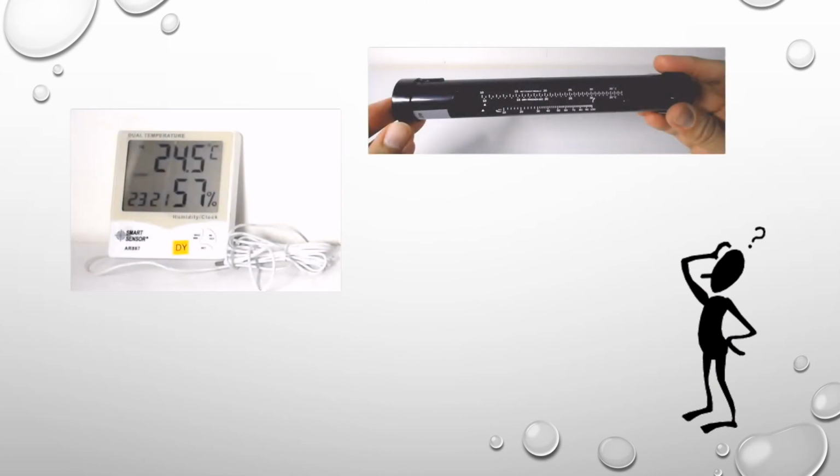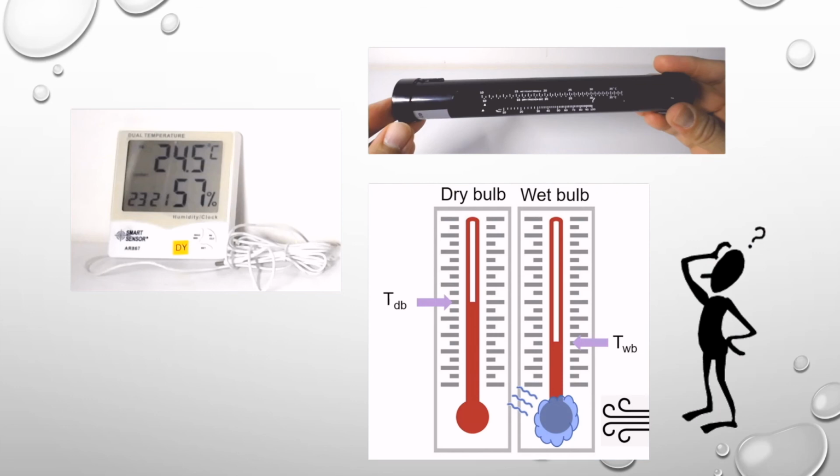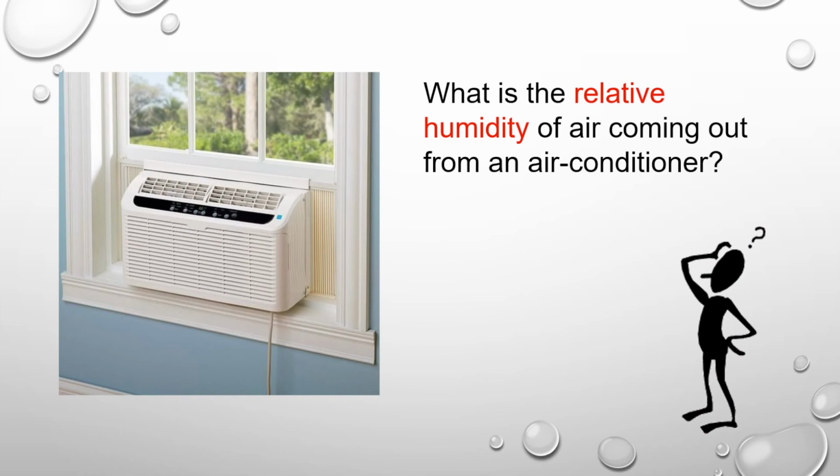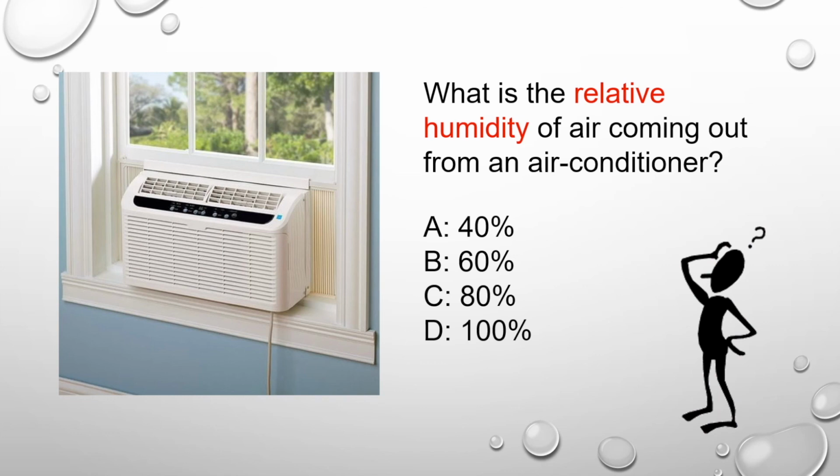After seeing these three cases, I think you understand more about humidity in terms of dry bulb and wet bulb temperatures. Here we will end with a quiz. What do you think is the relative humidity of air coming out from an air conditioner? Is it A 40%, B 60%, C 80%, or D 100%? Comment below if you know the answer and the reason. I will review the answer before posting my next video.